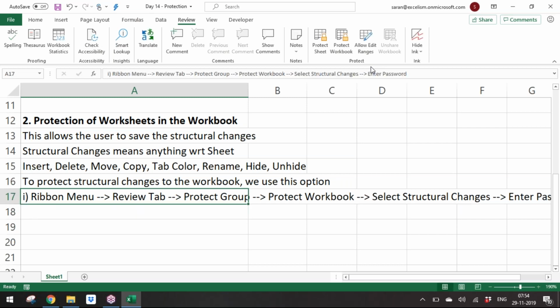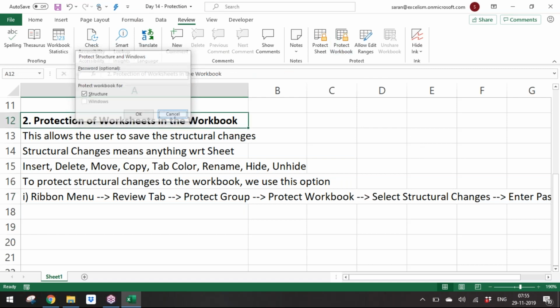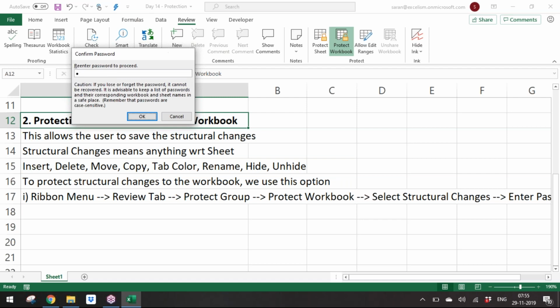Okay, friends, from 2013 onwards, there is no relevance for Windows. So once you go here, by default, it has selected Structure only. Earlier, we used to have Windows, because earlier I could arrange four windows at a time, one after the other. Now to give the password for this, what I am going to do, go to Protect Workbook. Are you finding Protect Workbook for Structure? So give the password, confirm the password.